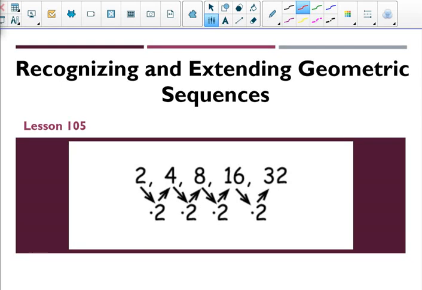Hi everyone. Today's lesson is recognizing and extending geometric sequences. So, lesson 105.